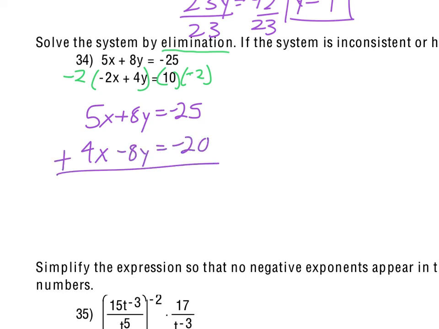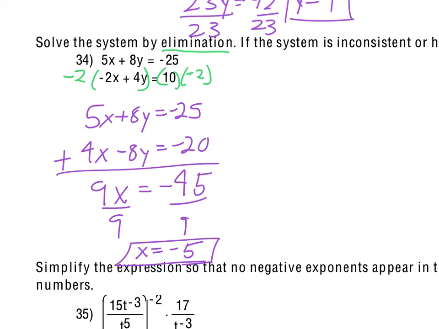And be careful with your adding here. Make sure you pay attention to the signs. We get 9x plus 8y minus 8y, and then we get negative 45. Dividing by the 9, we get x equals negative 5. Again, that is not the final answer. That's part of it. We need to use that part of the answer to find the rest of the answer. So I'm going to come back up here.